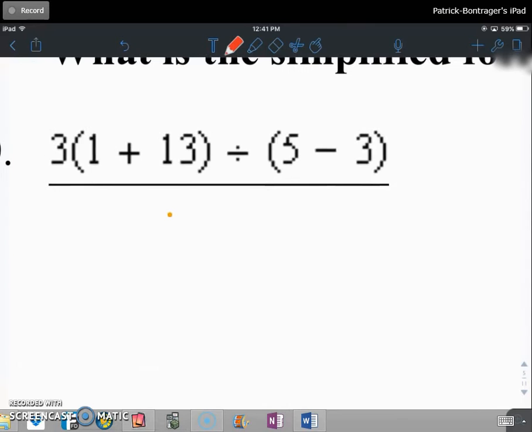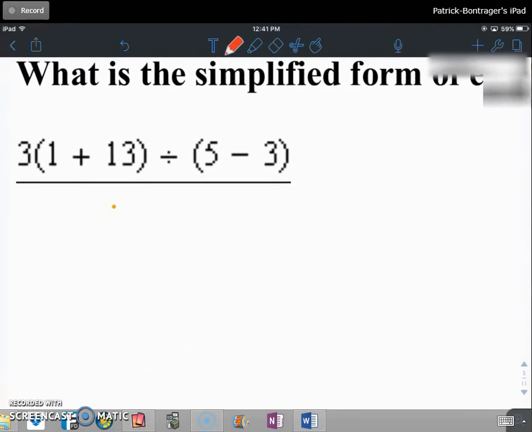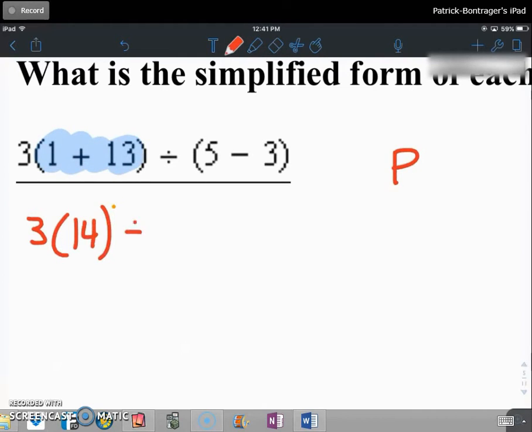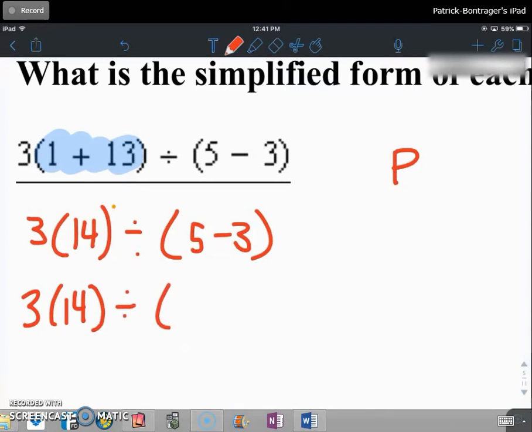Okay, so order of operations, we're getting a little tougher now. Parentheses first. So again, I go left to right on my parentheses. So I'm going to do that left parentheses first. It's going to be 3 times 14 divided by 5 minus 3. Again, we're still on the parentheses step. So I'm going to finish out my parentheses. All right. Next in order of operations is exponents, which we're not going to worry about today. Then multiplication and division.